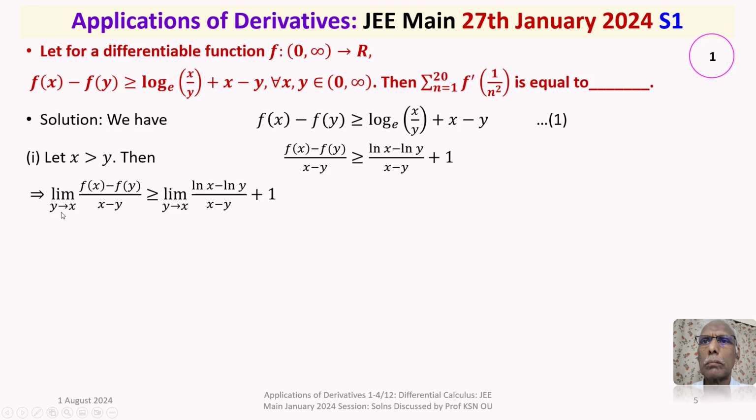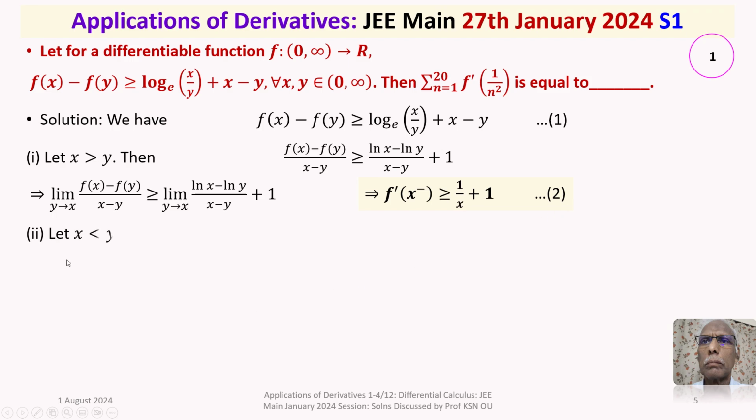Right. As y tends to x, greater than y means y less than x. y tends to x means y tends to x from left. Therefore, this is, and it is a differentiable function. Therefore, the limit exists, and the value is a derivative. So that is the left hand derivative. f prime of x minus is greater than or equal to 1 by x. This is the derivative of ln x, 1 by x plus 1. Let's call this the inequality 2.